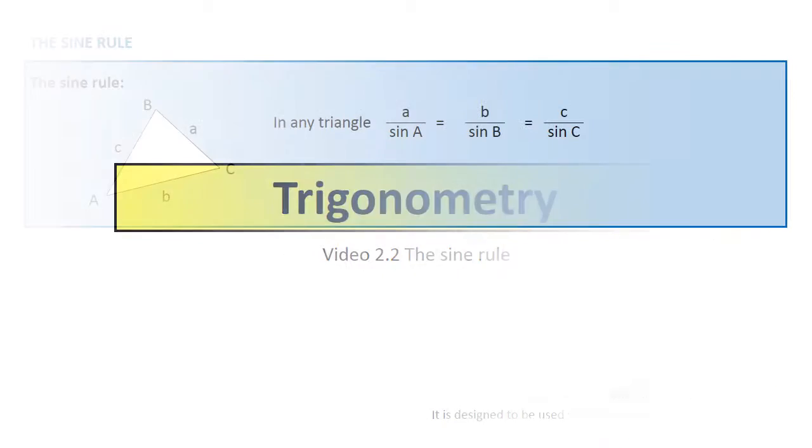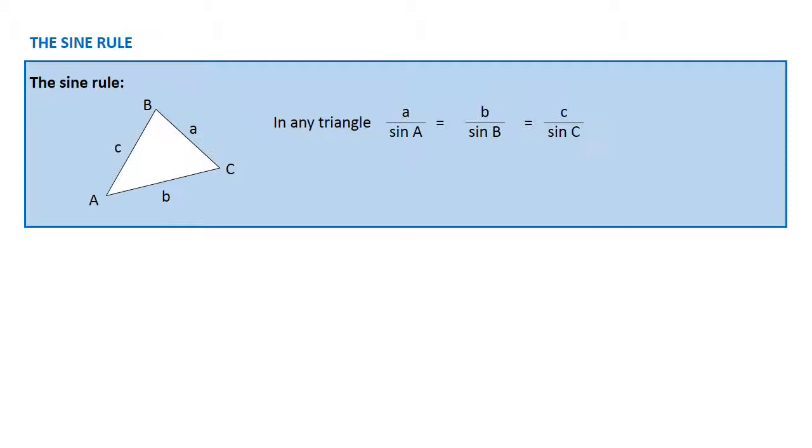This video looks at the sine rule. The sine rule is another rule for finding out an unknown side or unknown angle in a triangle. It says that in any triangle, a over sine A equals b over sine B equals c over sine C.